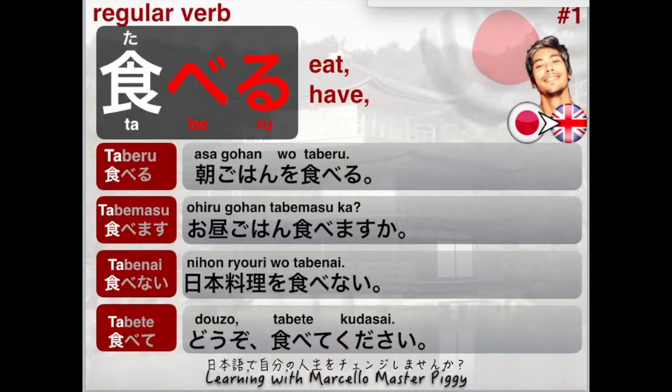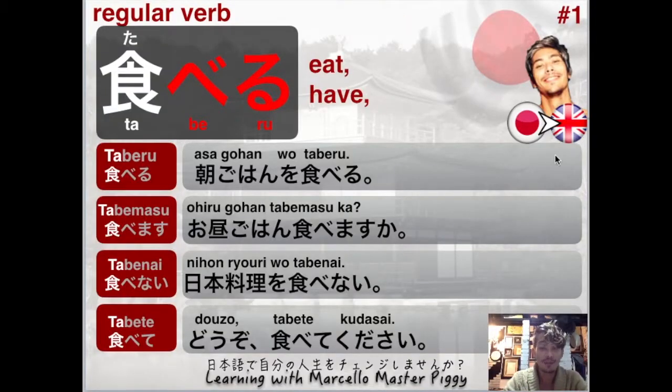So today's verb is the verb taberu, which means to eat and also to have, meaning like drinking, consuming something. And it's a regular verb. So what does that mean? It means that it's very easy for us to change the verb into the other three styles, because actually this is the dictionary form.